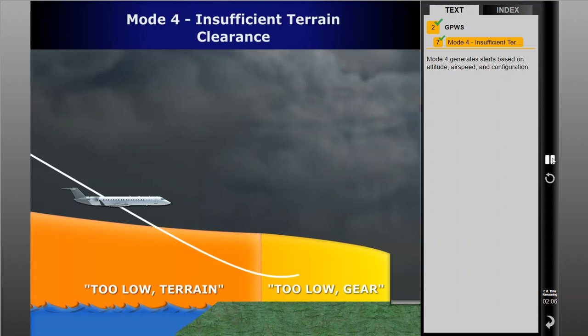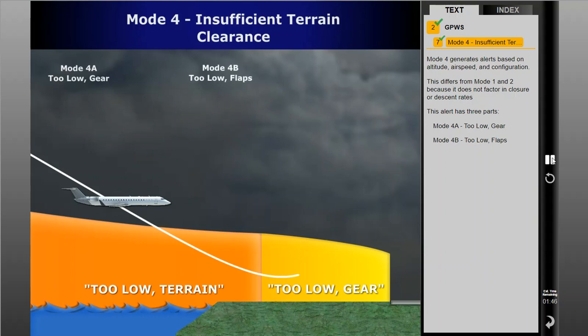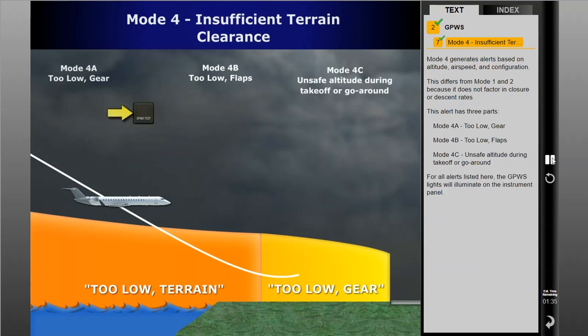Mode 4 generates alerts based on altitude, airspeed, and configuration. This differs from Mode 1 and 2 because it does not factor in closure or descent rates. This alert has three parts. Mode 4A, too low gear. Mode 4B, too low flaps. And Mode 4C, unsafe altitude during takeoff or go-around. For all alerts listed here, the GPWS lights will illuminate on the instrument panel.